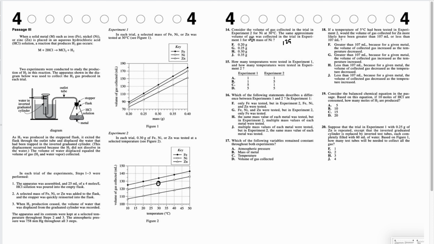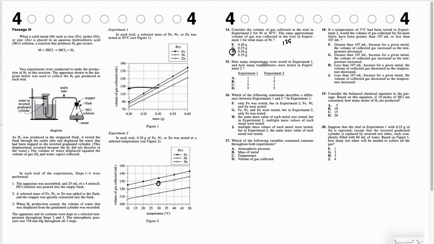The same approximate volume of gas was collected in the trial in experiment 1 for what mass of Ni? So going back to experiment 1, we want about 129, and we still want the square, the open square. So go to 129-ish about here, and then go over to the square, and it looks about 0.30 grams, so that's going to be H.